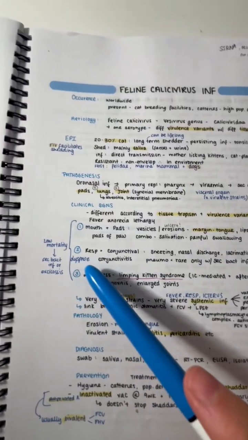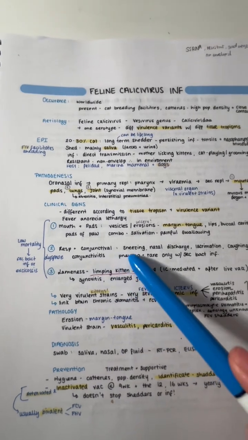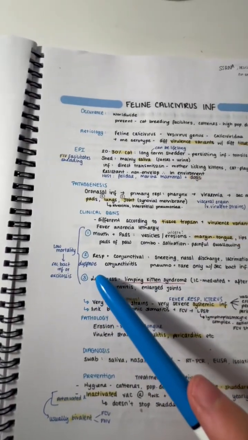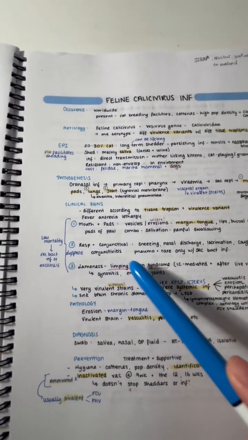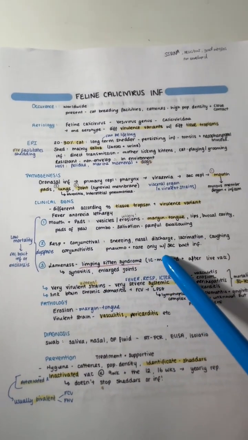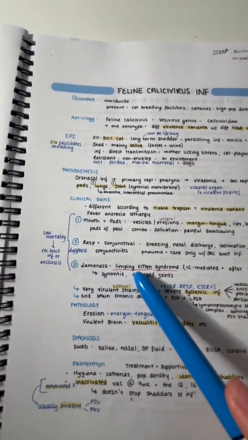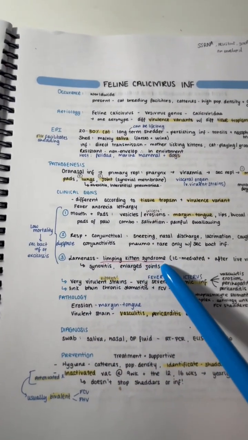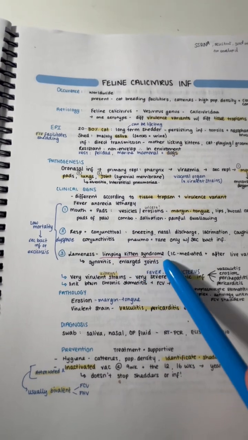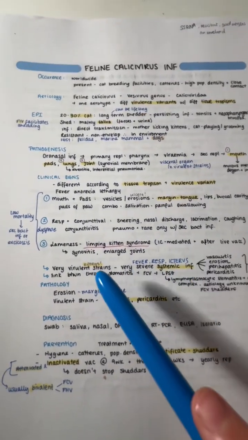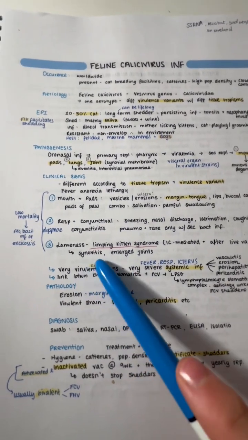For the respiratory system and conjunctiva, we can see sneezing, nasal discharge, lacrimation, and coughing. We can also see dyspnea and conjunctivitis. Pneumonia is rare and it only occurs with secondary bacterial infection. For the lameness, it causes limping kitten syndrome. So the kittens are sore and they can't stand on their legs, so they're hopping from one leg to the other. This is immune complex mediated. We can also see enlarged joints as a part of synovitis.